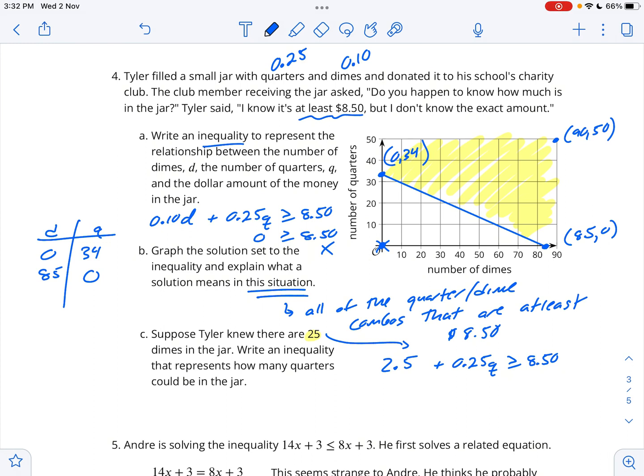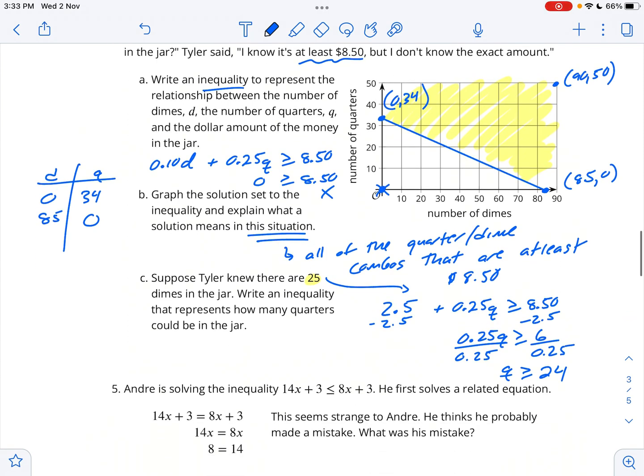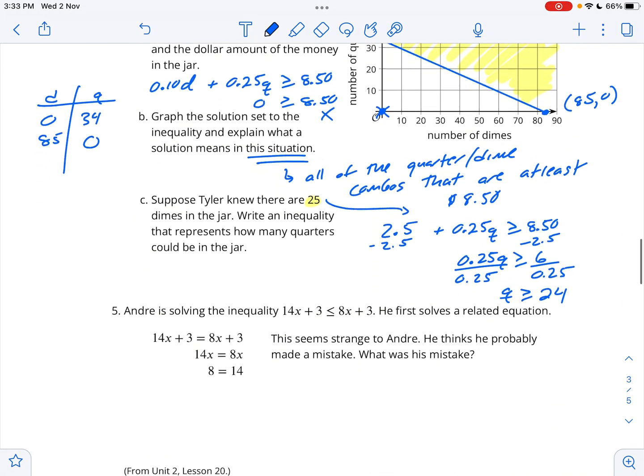And now I just need to write an inequality of how many quarters there are in there. I could leave it at that, or you know what I'm going to do? I'm going to solve for Q. So I'm going to take away 2.5 from both sides. So 0.25Q is greater than or equal to 6. Divide both sides by 0.25. And that gives me the number of quarters has to be greater than or equal to 24. Okay, so that's if we know how many dimes are actually in there.